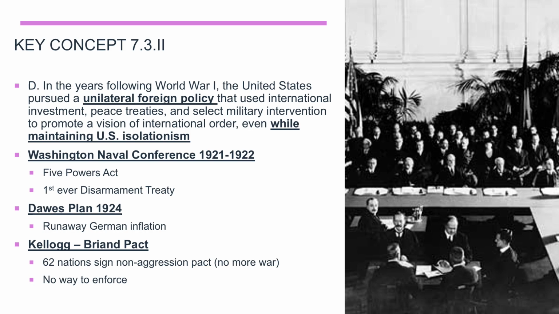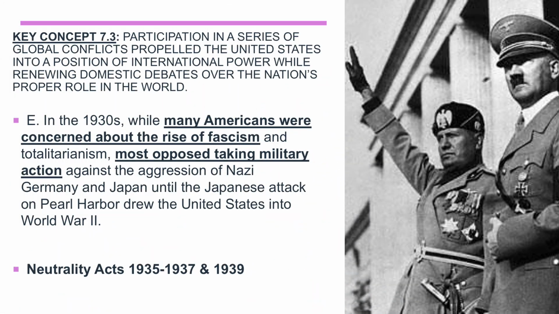There's no way to enforce this. They just thought, hey, if you sign it, you got to keep to your agreement. But it didn't work out that way. And that brings us to the 1930s. Because America is so concerned about its isolationism, this rise of fascism and totalitarianism is happening. I mean, you also have the Soviet Union on the rise, and Joseph Stalin is over there, so you have that going on. But they don't want to do anything to stop it.